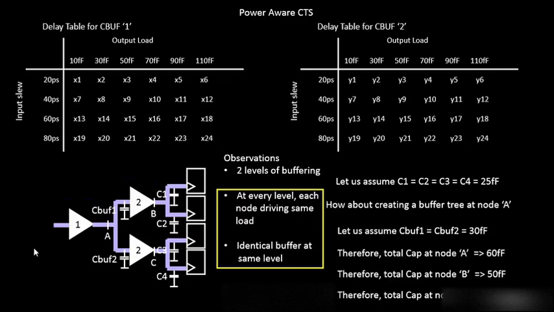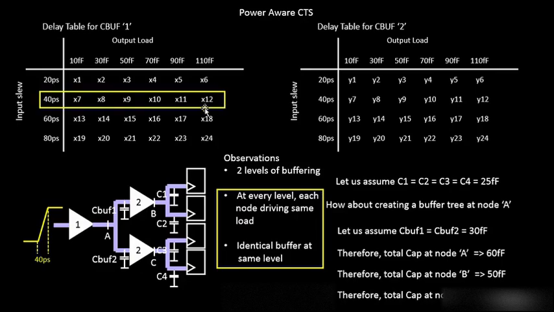First of all, let's take an example that will make more sense here. Let's say we have an input slew of 40 picoseconds. That marks this particular row of the delay table, since it's of type 1. And let's say an output capacitance; we already know at node A the total output cap is 60 femtofarads, but we don't have a column for 60 femtofarads, so it will lie somewhere over here. So x9 and x10 are the most probable values, and somewhere between x9 and x10 lies the delay of CBUF1.